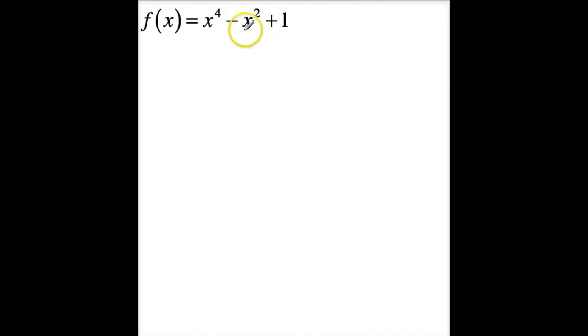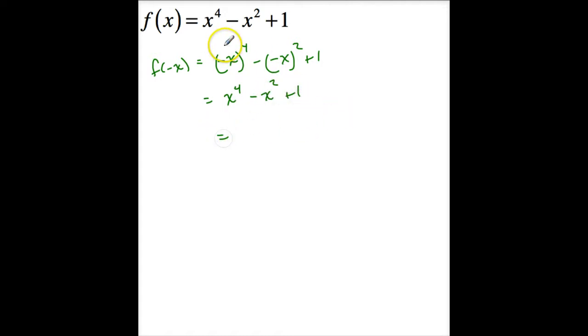So let's look at this function right here, x to the 4th plus x squared plus 1. Is it even or odd or neither? Well, you always put in f of negative x, and see what you get. So negative x to the 4th plus negative x squared plus 1. Well, this is just x to the 4th plus x squared plus 1. And this is exactly f of x, and so this is even.